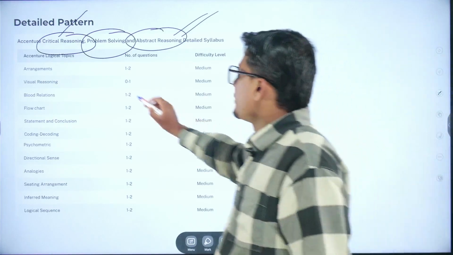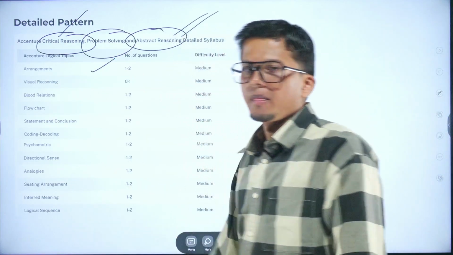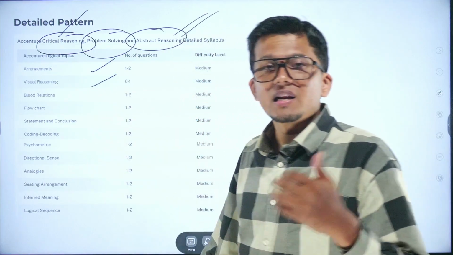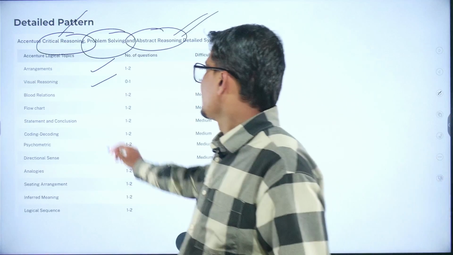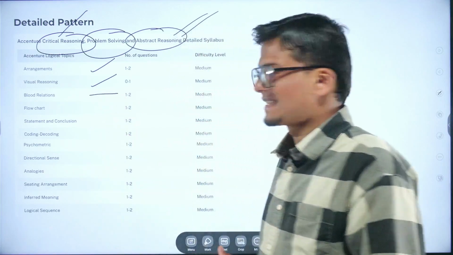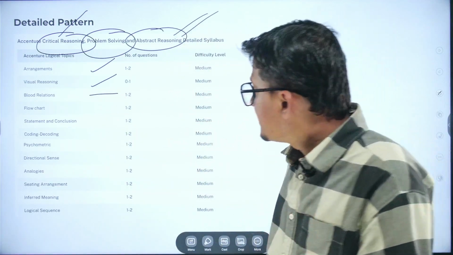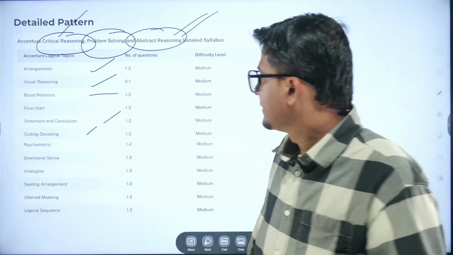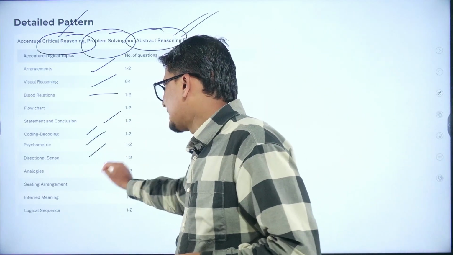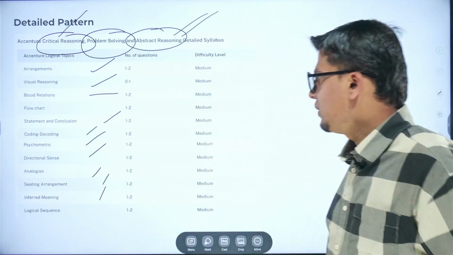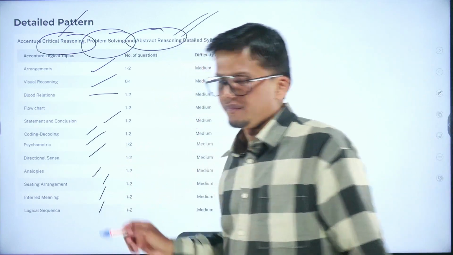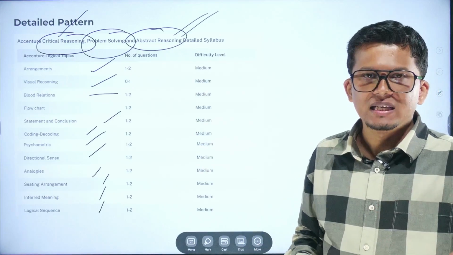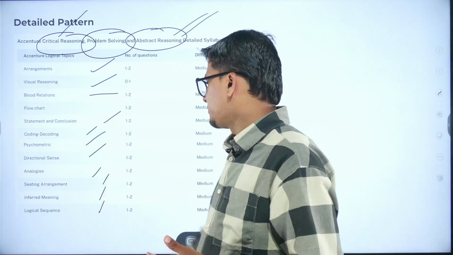So these are important topics like arrangement. Then comes the visual reasoning part, blood relation based questions, okay, flowchart based questions, statement and conclusion, statement and argument based questions. It can be coding decoding questions, right? Psychometric, directional sense, analogy, seating arrangement, inferred meaning and logical sequence, where we are given some sort of information and we have to logically arrange the sequence.